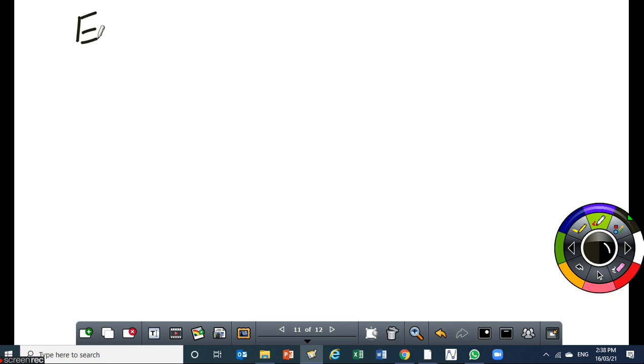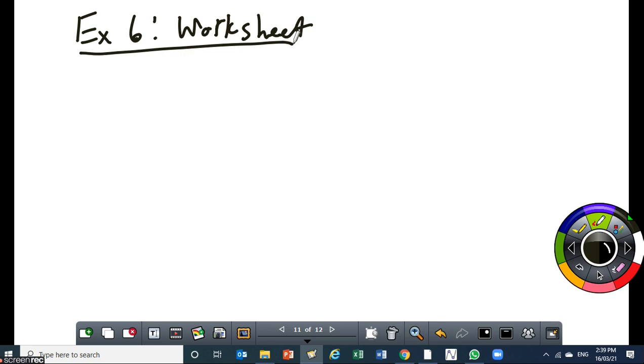This will be exercise 6, from the worksheet. Right? So we have got question 6. That's 2x squared minus 7x plus 6 equal to 0. That's the question.